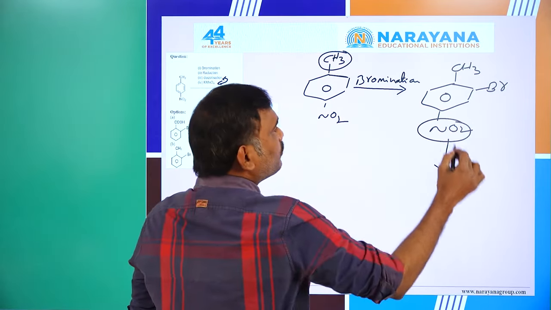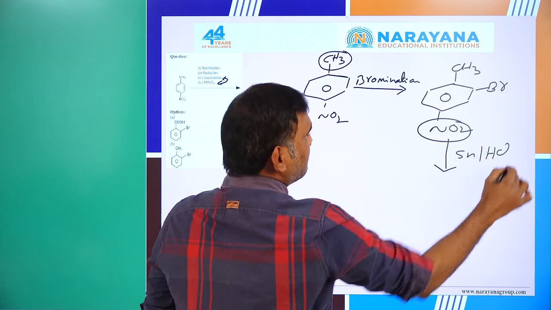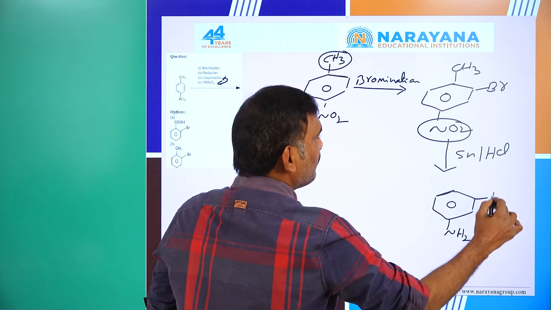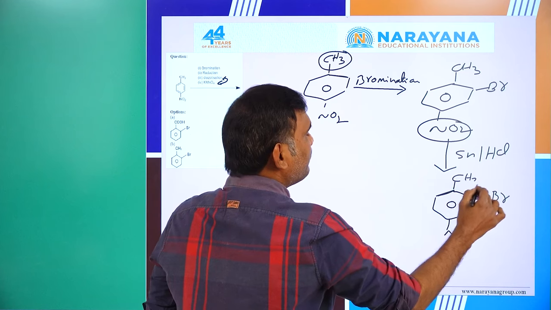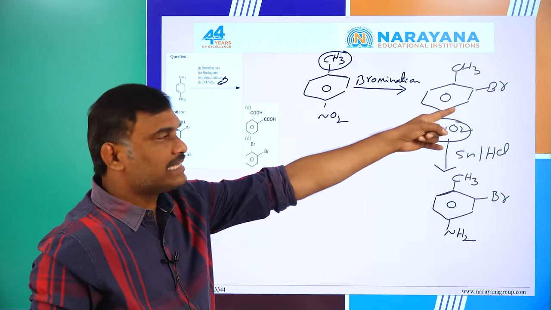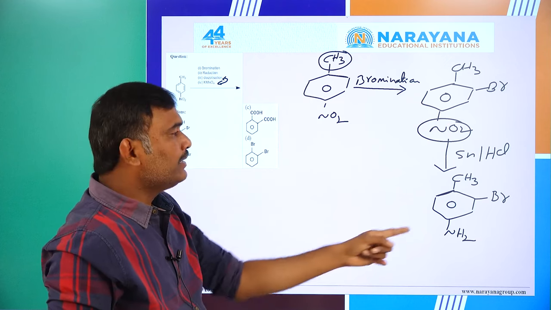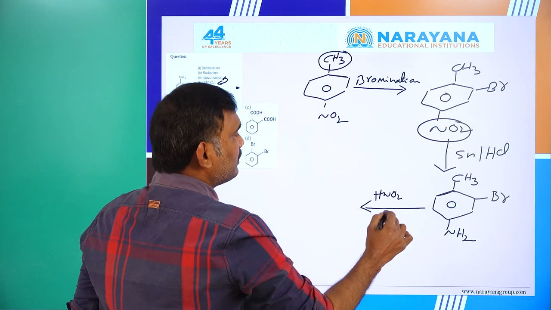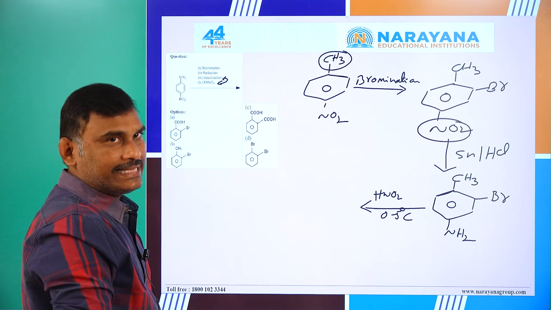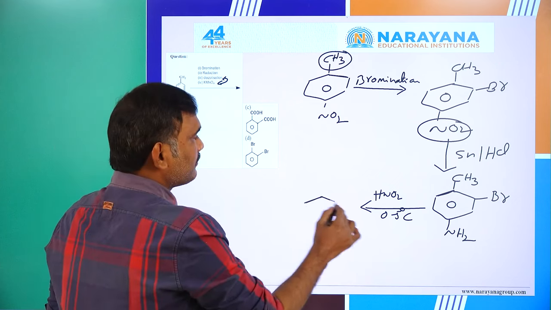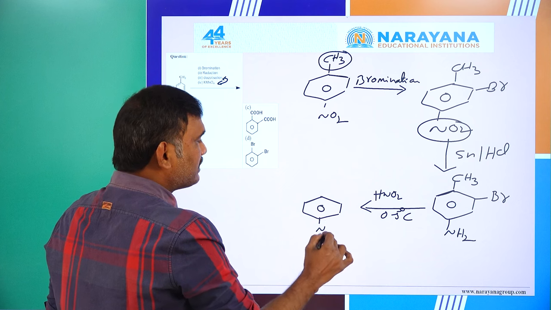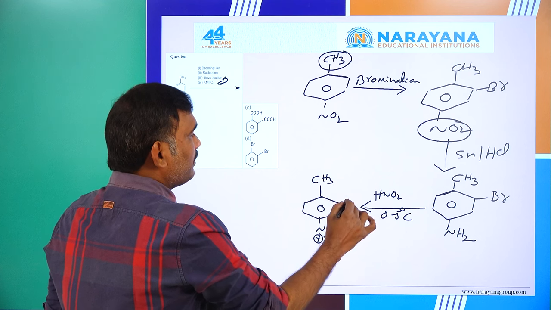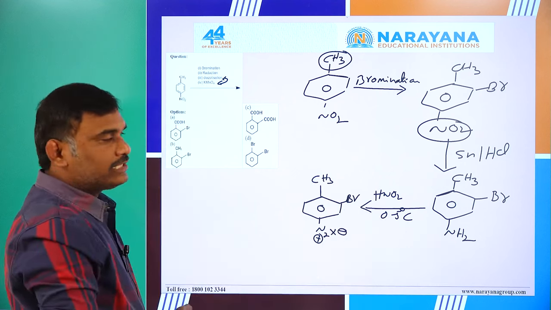Followed by that they have done reduction. Whose reduction? NO2 reduction, like Sn/HCl or Fe/HCl. They convert the NO2 group into NH2. With respect to methyl, the electrophilic substitution occurred, since it is the more activating group. And later, diazotization, HNO2 at 0 to 5 degrees, or NaNO2/HCl diazotization. Then it becomes a diazonium salt. The NH2 gets converted to a diazonium salt.